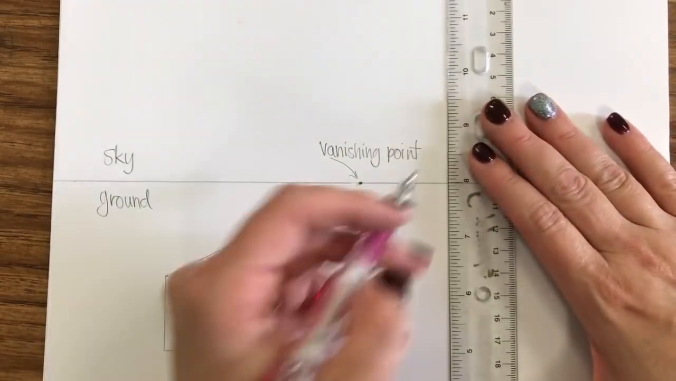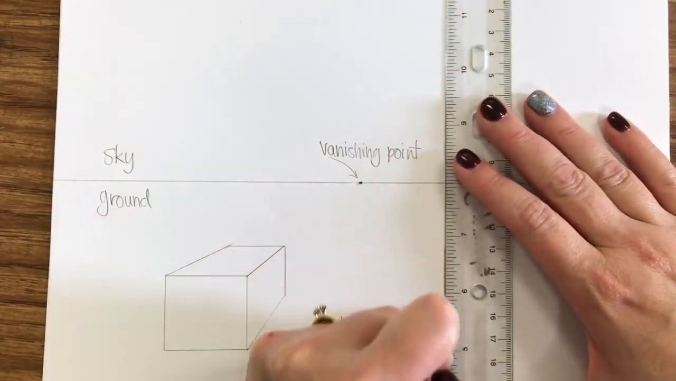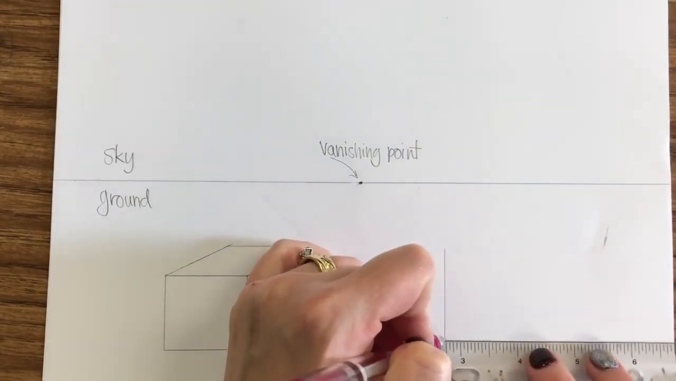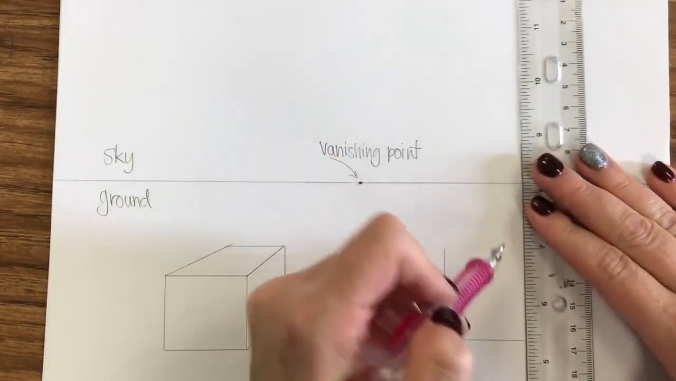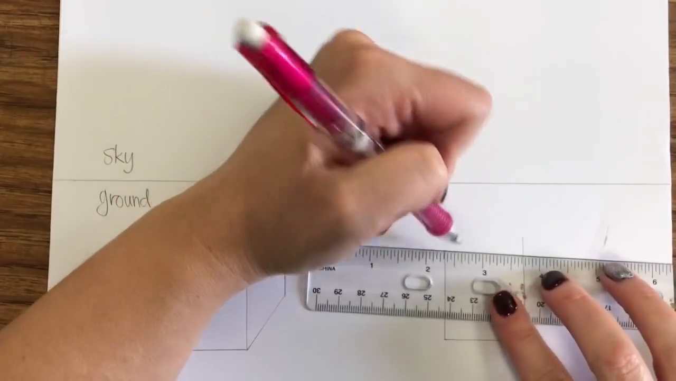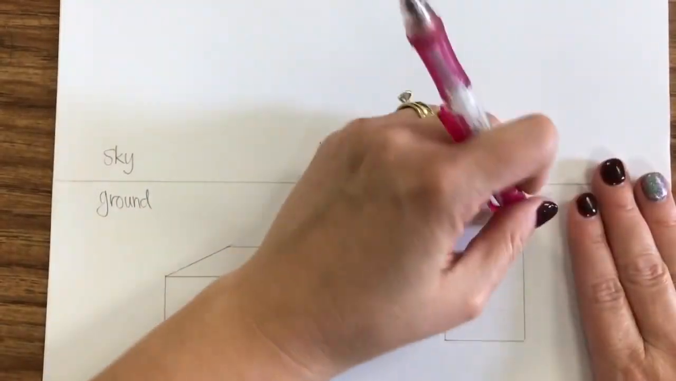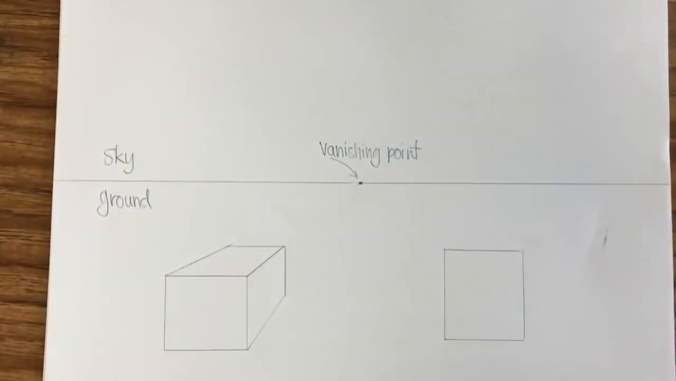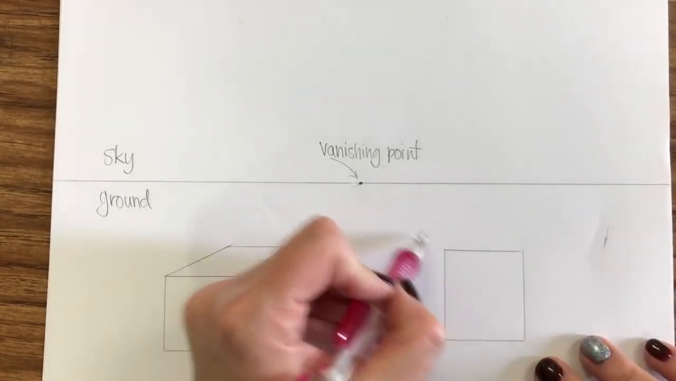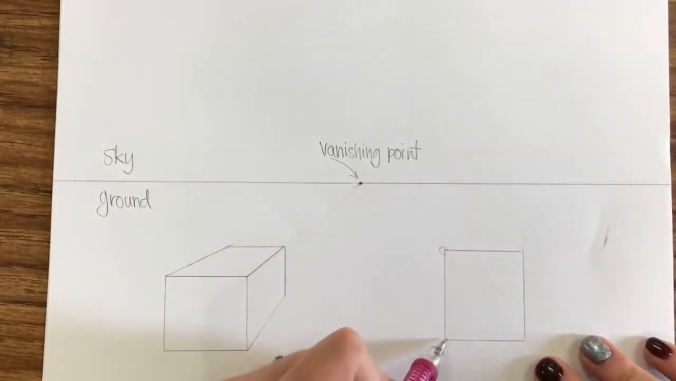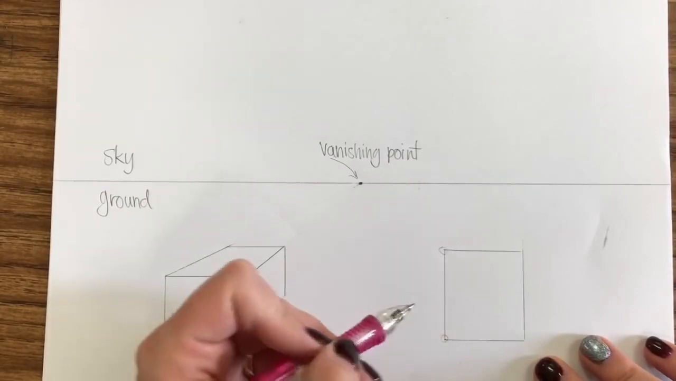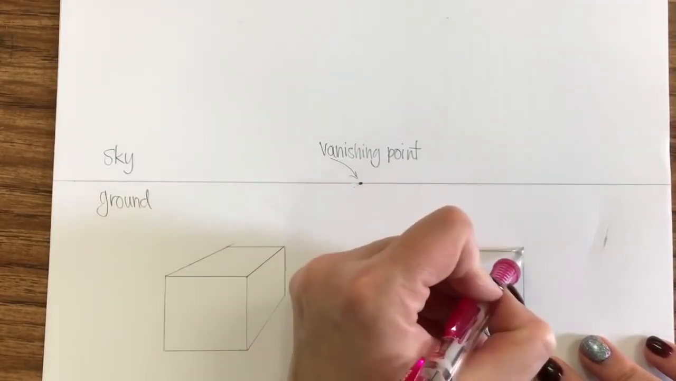All right, now I'm going to show you just another one. I'm going to go through this one quickly. So I'm going to draw the face of my shape here. And now I'm going to look at my box, and I'm going to decide which corners go to the vanishing point. So I know this one, there's nothing in the way, so I know this one can go. There's nothing in the way of that, so I know this one can go, and there's nothing in the way of that, so I know that this one can go.